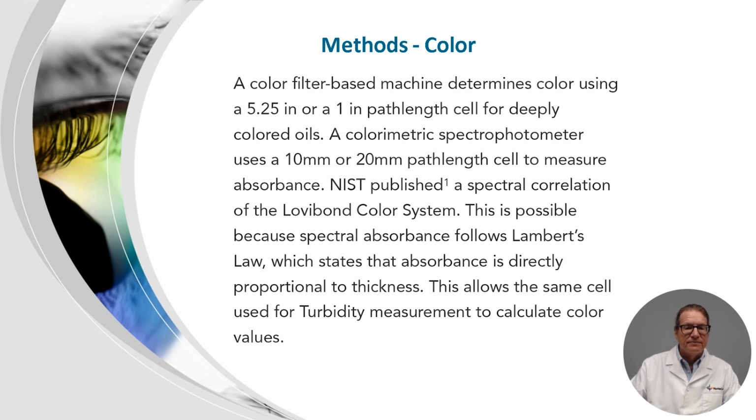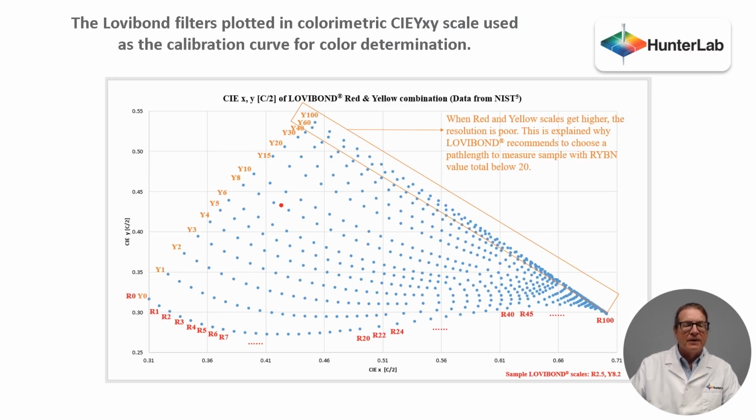This graph is the NIST representation of the Lovibond glass filters, which form the basis of the AOCS RY scale. And the graph shows how these filters plot in human color space.